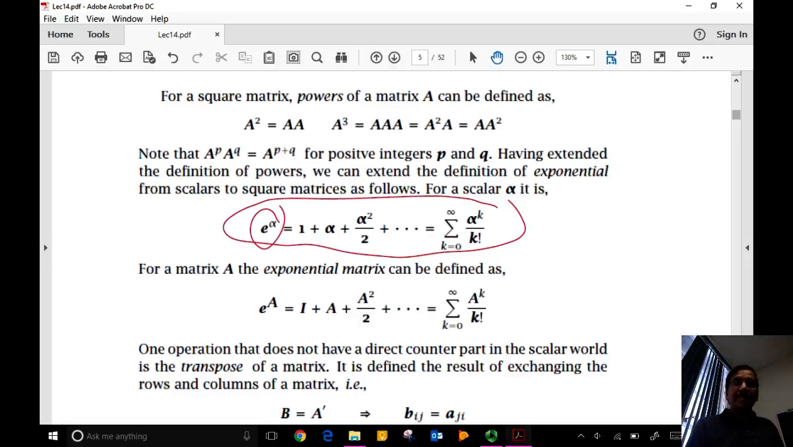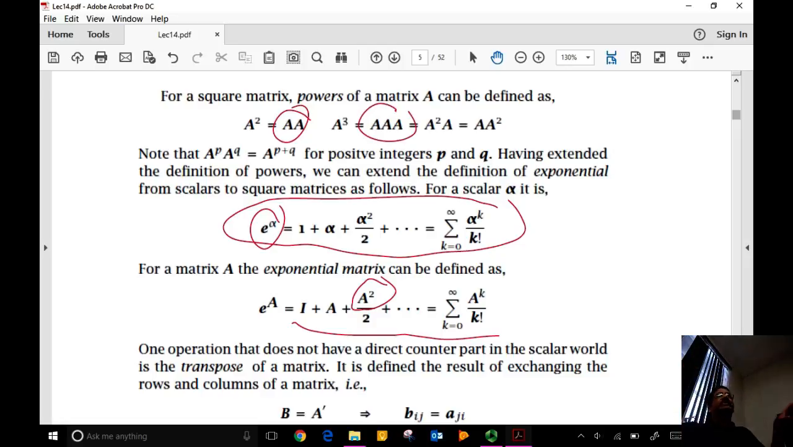So if you have an exponential of a matrix, what does that mean? What kind of a meaning can we give it? It's essentially the same expansion, but using matrices. So 1 plus A plus A square over 2, but A square is this product. A cube is this product, etc. So it's essentially an infinite series.